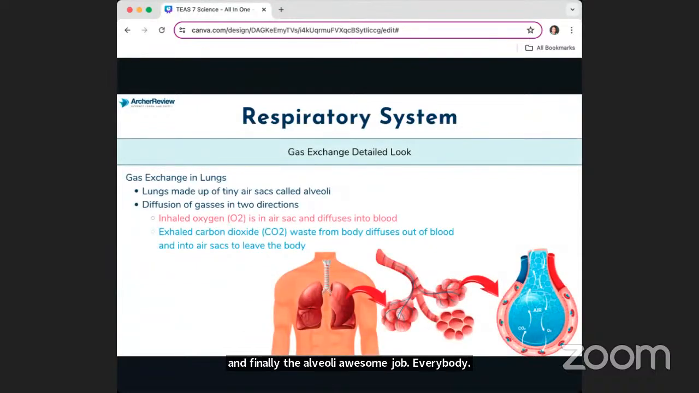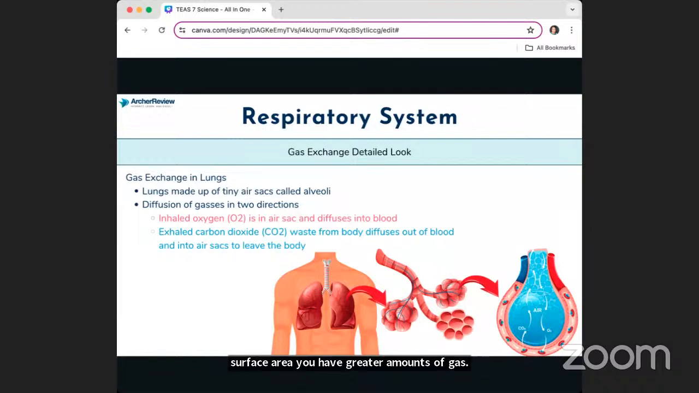I want to take a more detailed look at gas exchange because that's the whole point of the respiratory system, right? It's to exchange gases in your lungs. And so those alveoli, we have a much better picture here, all blown up for you. See how they're in clusters. This helps to expand surface area. And with greater surface area, you have greater amounts of gas exchange.